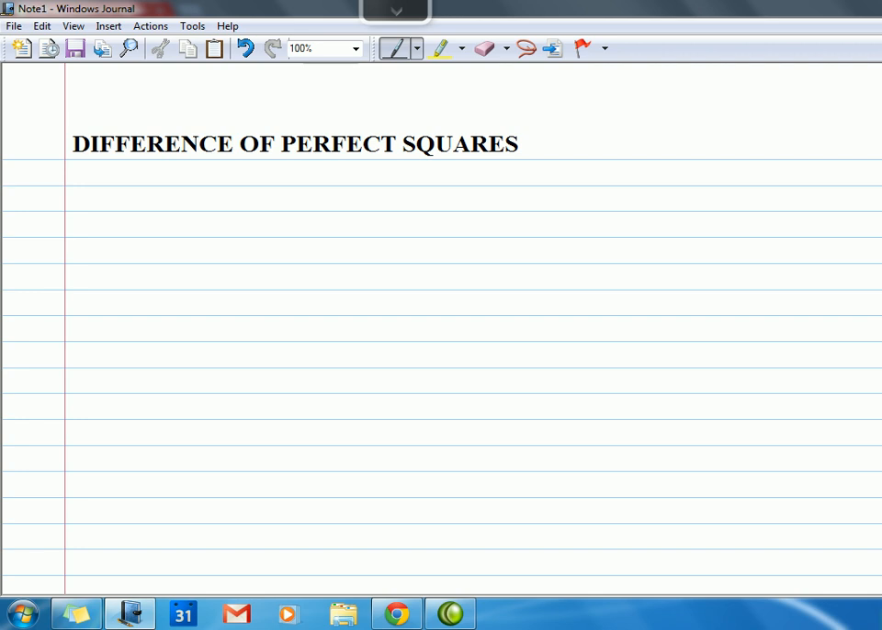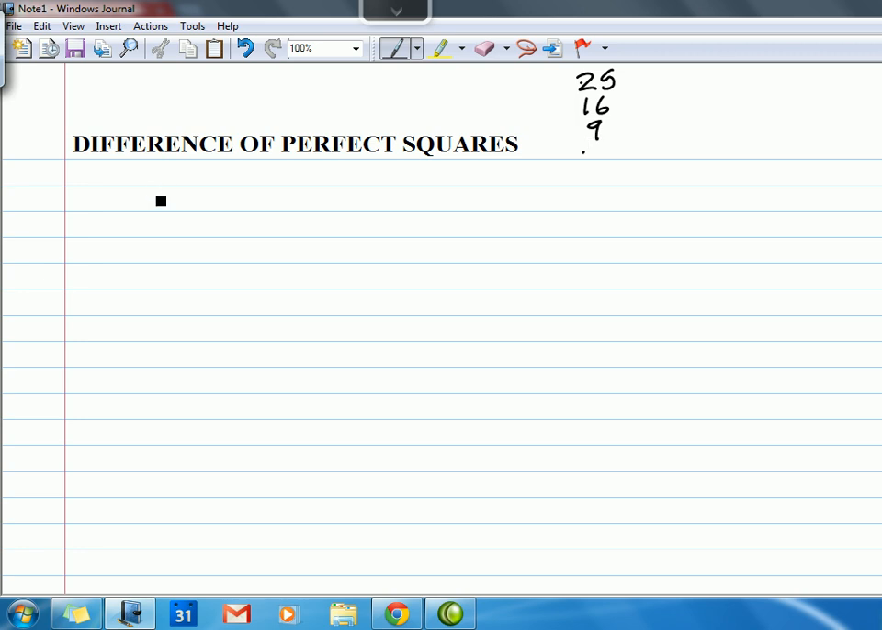Now, with difference of two squares, what I mean by a perfect square is things where you take a square root of a number and you'll get an integer. So we're talking about numbers like 25, 16, 9, stuff like that.